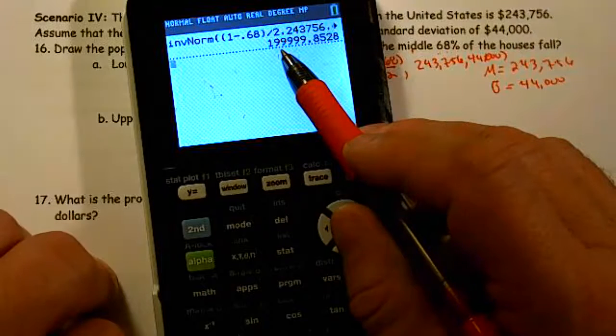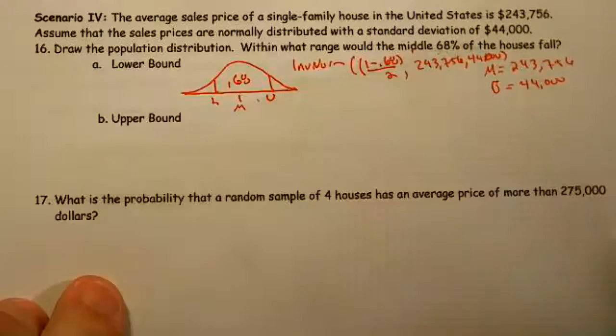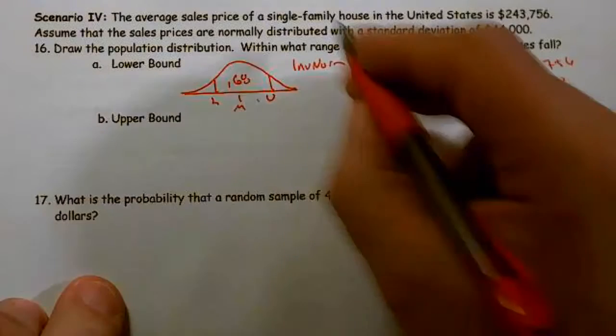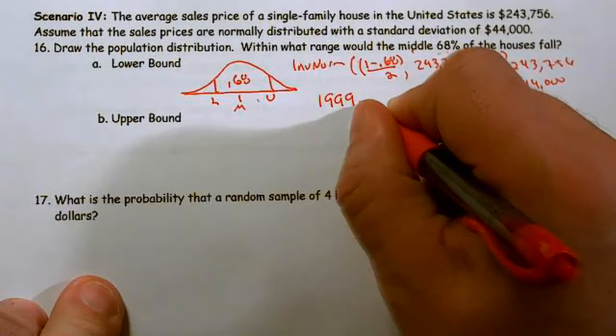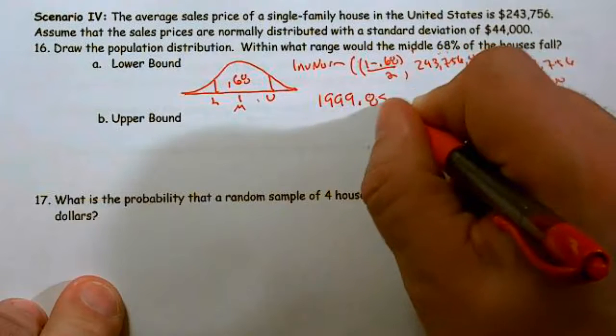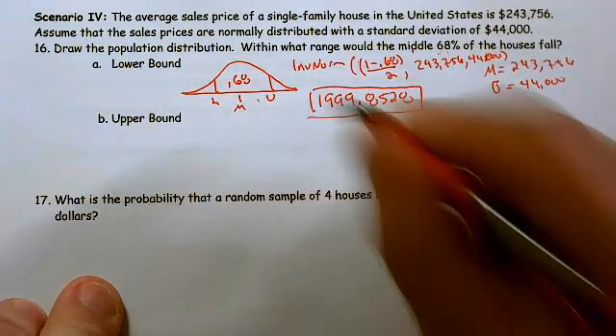All right, so my lower bound is 199,999.8528. This is the only thing that you put into the Google form.